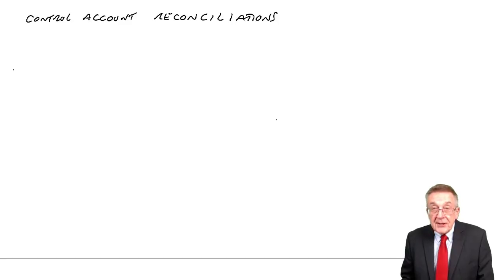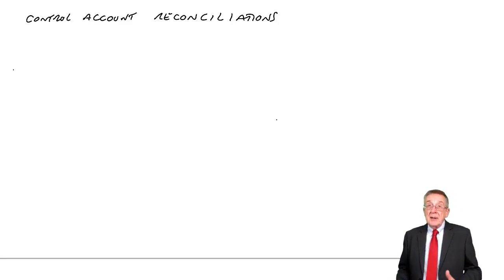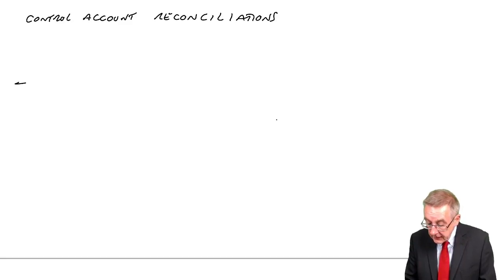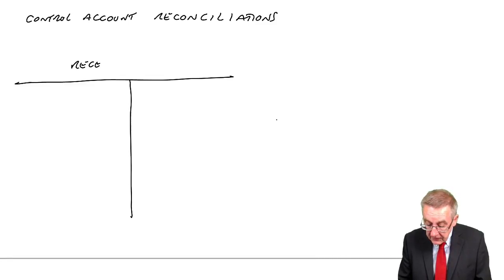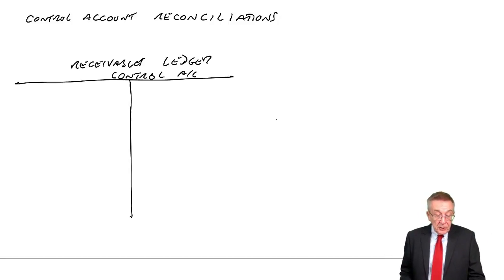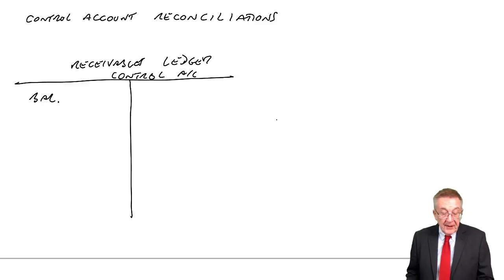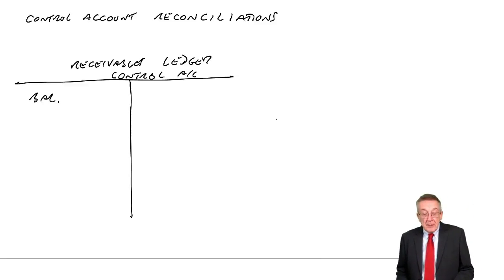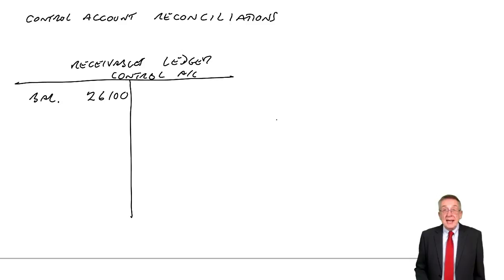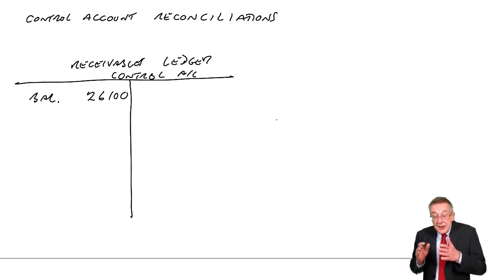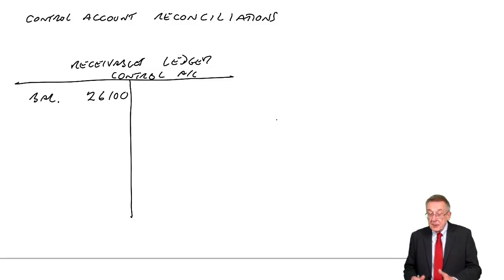First of all, the receivables ledger control is part of our double entry in the nominal ledger. So let's open up a T account for total receivables, or receivables ledger control account. The balance at the moment, the question tells us, will be a debit balance, of course, as it's receivables. The balance is 26,100. And when we look through the mistakes, if I find there have been any mistakes in this account, I'll debit or credit to put the balance right.